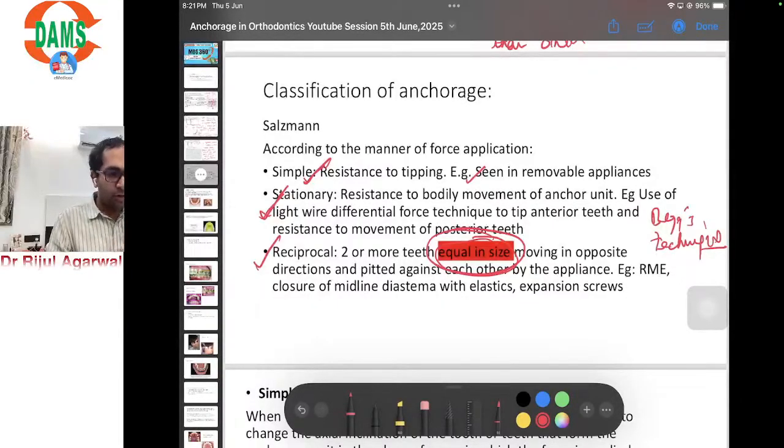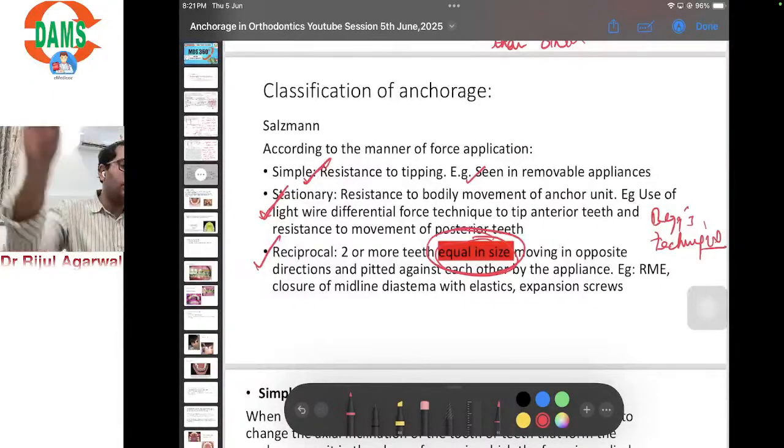See, as I've already told you, many implants, NANS, these are examples through which we gain anchorage. Right now, first understand the topic and the concept behind it. Then we will jump to the examples. Because right now in your exam, NEET or INI doesn't ask you just the name.